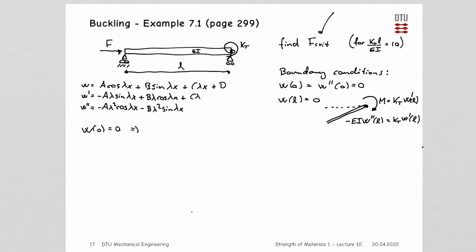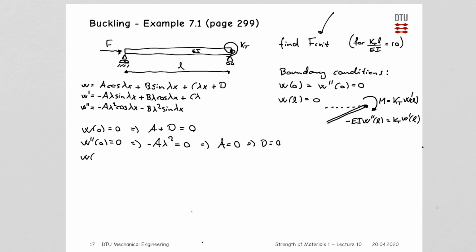Inserting W of 0 equal to 0 leads to the condition that A plus D equal to 0. Now W prime of 0 equal to 0. Now that condition gives rise to the fact that minus A lambda squared equal to 0. So A is equal to 0. Well, that also, of course, means that D is equal to 0 according to the formula just above. So two of our constants will be 0. So this makes life a lot easier here.